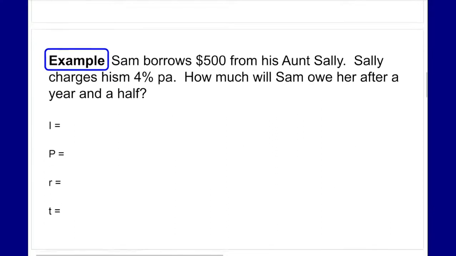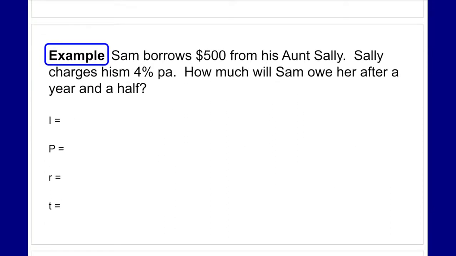Let's just take a quick look at an example. Sam borrows $500 from his Aunt Sally. Sally charges him 4% PA. How much will Sam owe her after a year and a half? We can go through and fill out the values that we know. We don't know the interest. That's what we're trying to find. We do know the present value is $500 because that's how much he's starting with. That's how much he's borrowing, so that's how much he's going to owe.